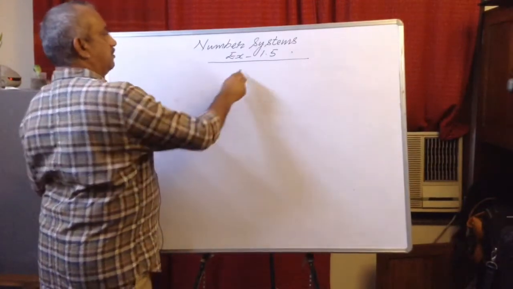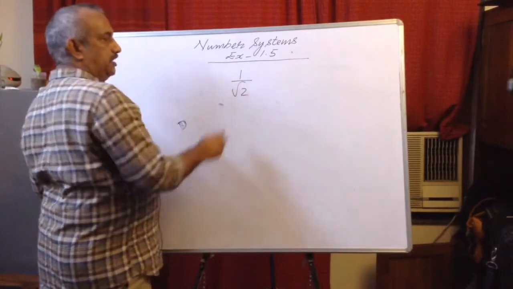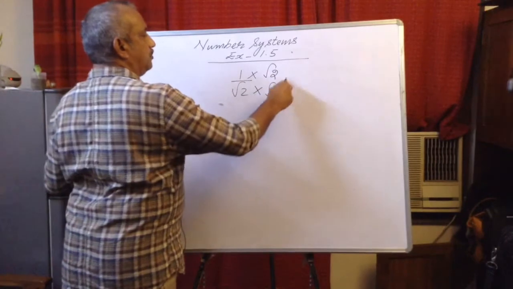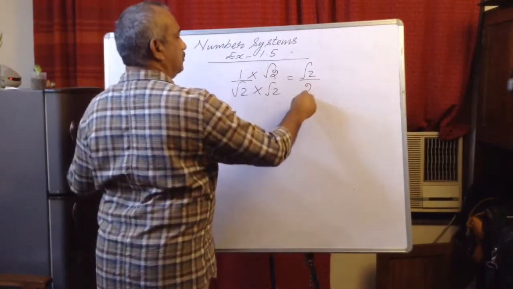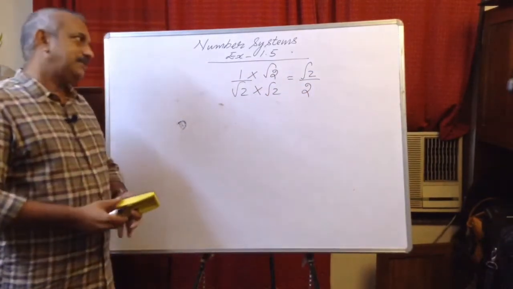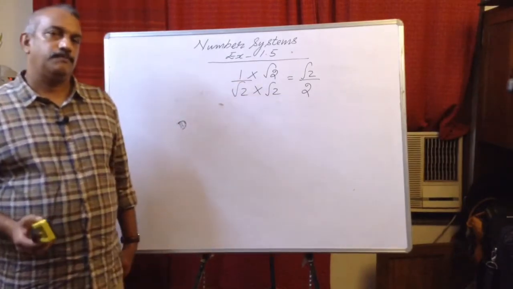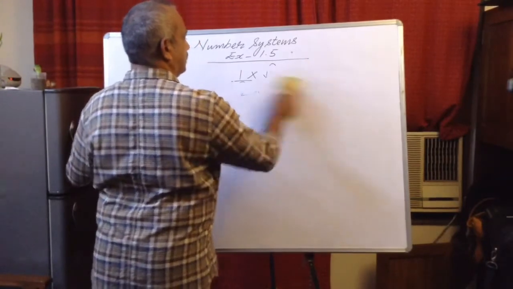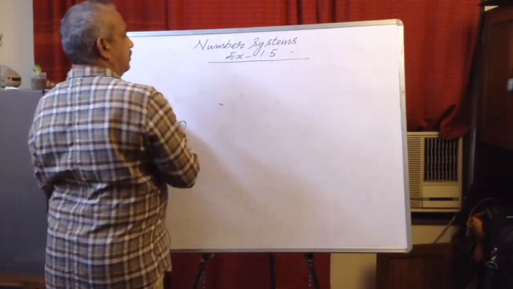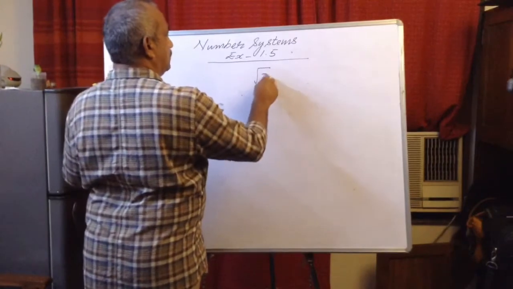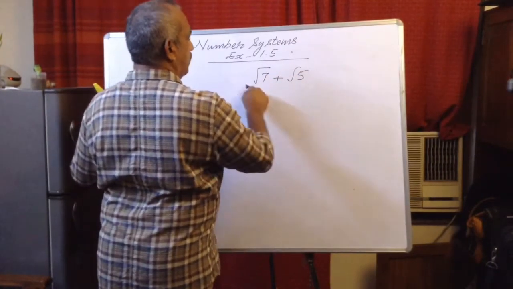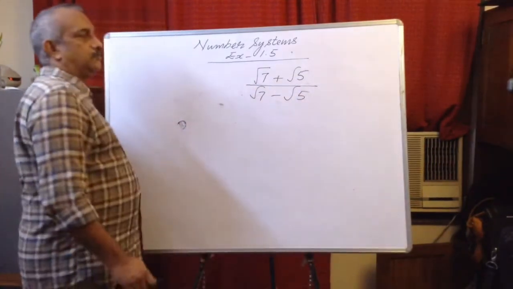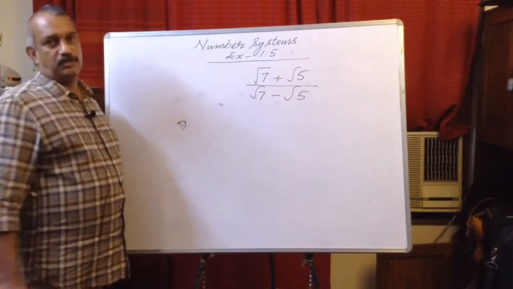If it is 1 upon root 2, then multiply both numerator and denominator by root 2. Root 2 upon 2. Question is, rationalize the denominator of the following. Now second case, if it is binomial, just like the last question, say it is root 7 plus root 5 upon root 7 minus root 5. Question is, rationalize the denominator of this one.